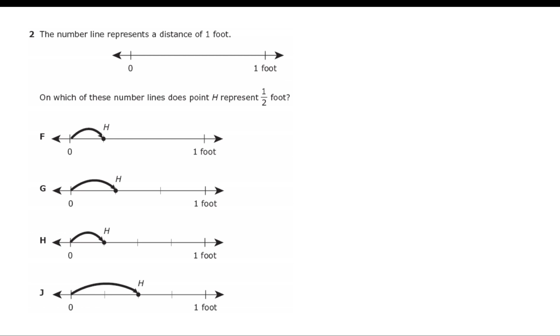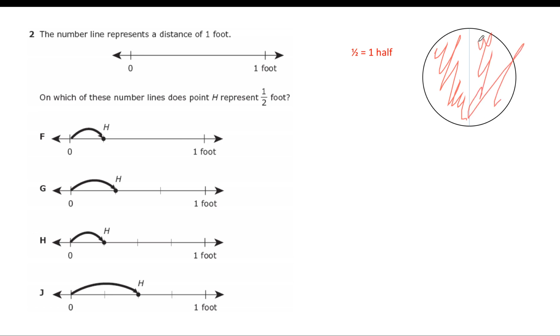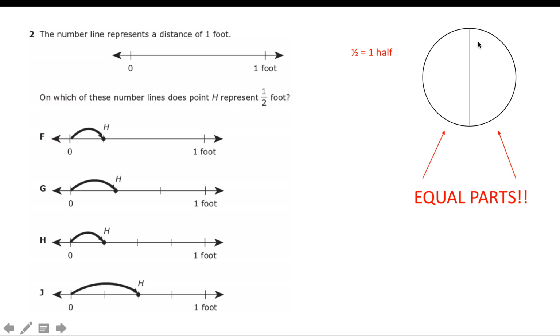All right, first things first, we need to figure out what does a half look like? Well, 1/2 is written 1/2. We can look at it like a pizza. We've got a circle representing the whole, and that would represent 1/2 of the pizza. And this would represent the other half of the pizza. These are equal parts. 1/2 equals 1/2.